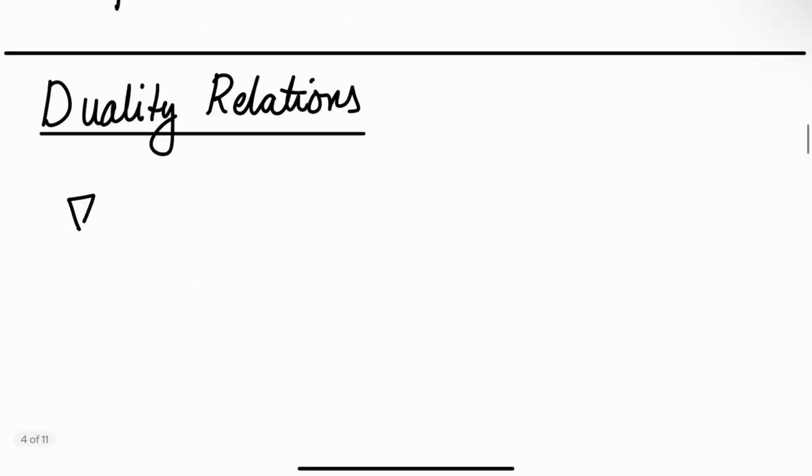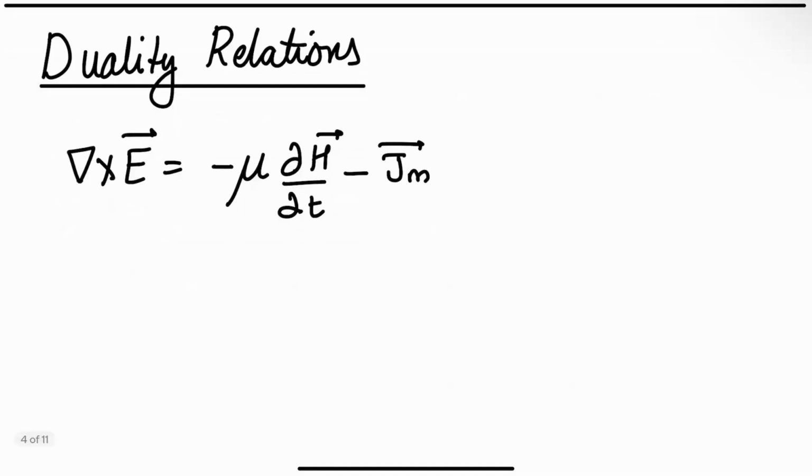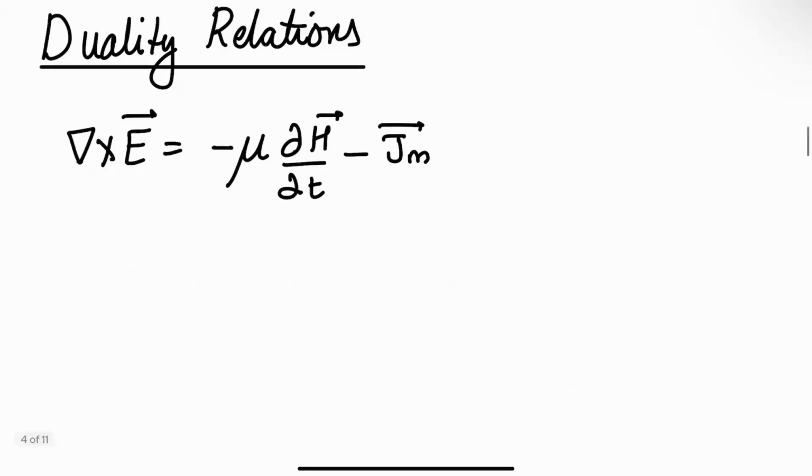Okay, so we can rewrite Maxwell's equations now. Curl of E is minus mu dH/dt minus J_m. So I added the current. And here I'm using mu instead of mu tilde or mu naught. It's just a matter of convention. I guess you can think of it as the same medium mu and J_m is 0, or a different medium mu tilde with some value of J_m and so on. But just for simplicity, I'm calling it mu. It's just a matter of notation.